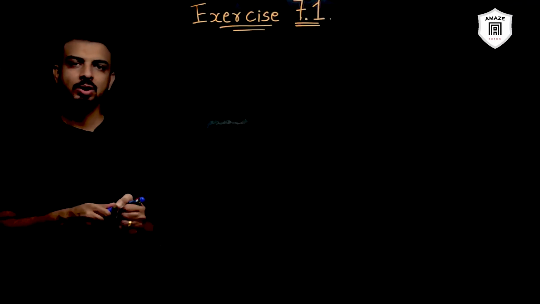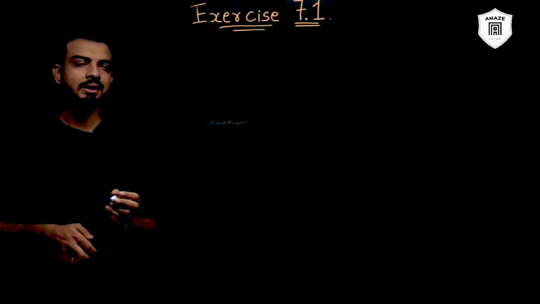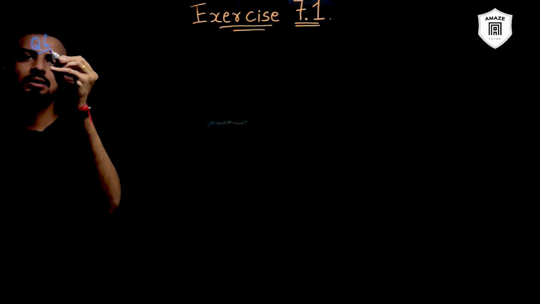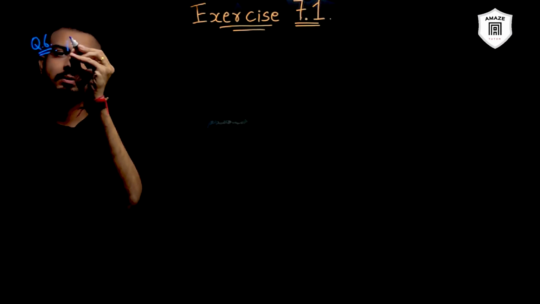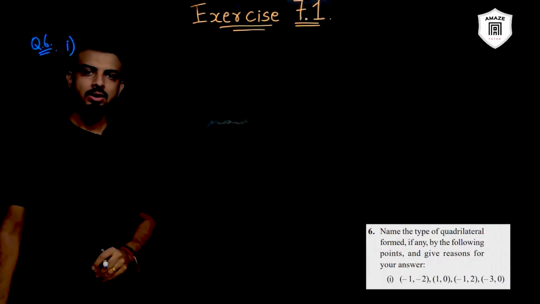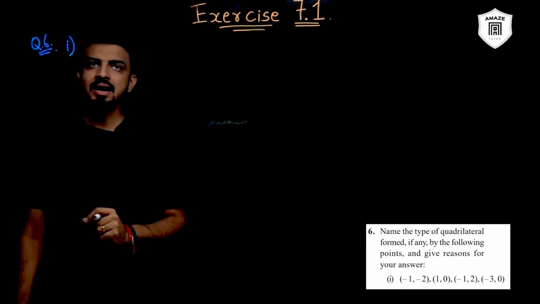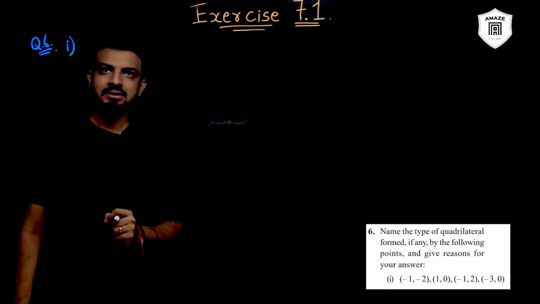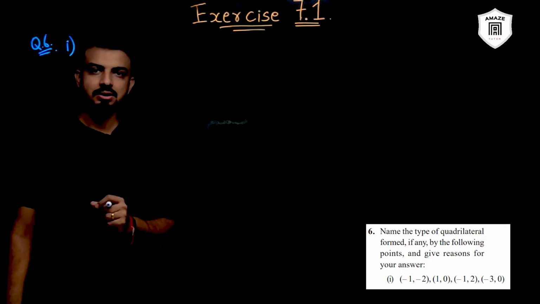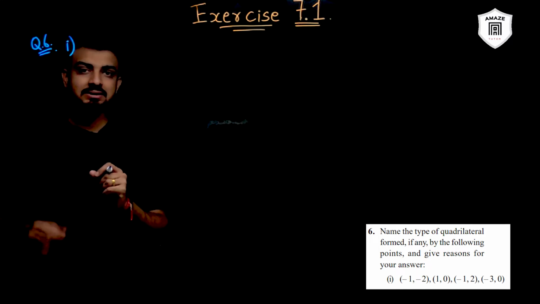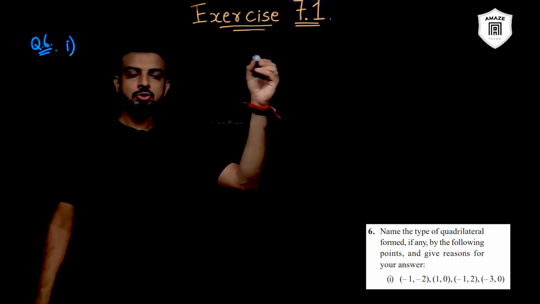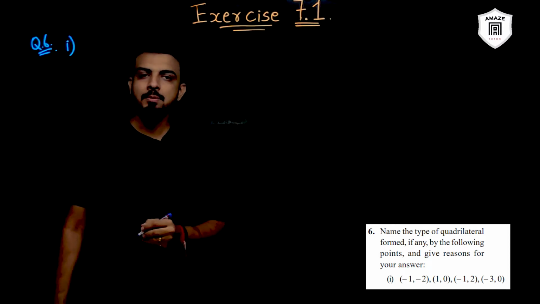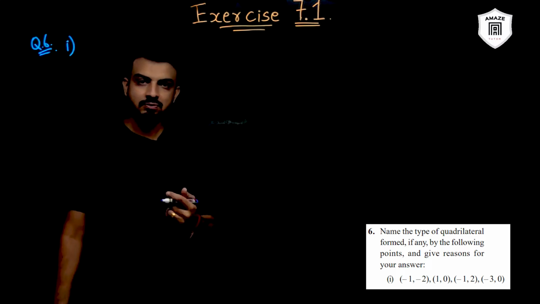So let's do some important questions from exercise 7.1. The first important question from exercise 7.1 is question number 6. In it, I have taken the first part. So here, what is given in the question? Name the type of quadrilateral formed, if any, by the following points and give reasons for your answer. So we have been given points and we need to see that if you join them, you have the points on the Cartesian plane, what type of quadrilateral it is forming, if it is forming any, right?